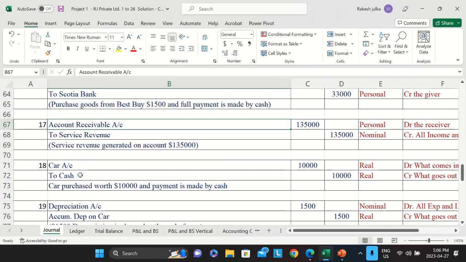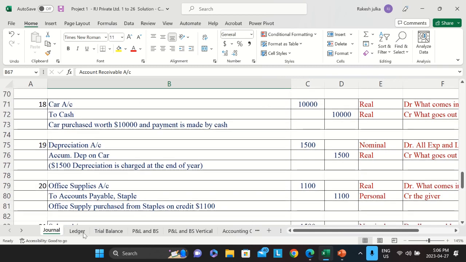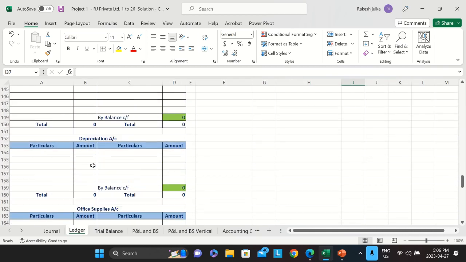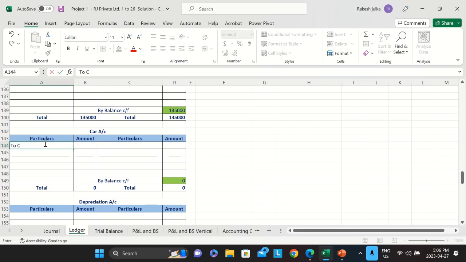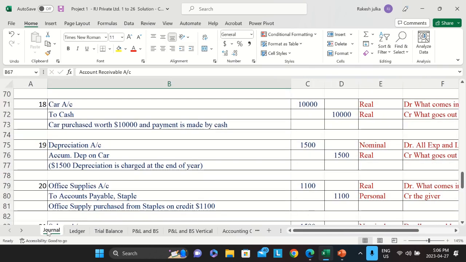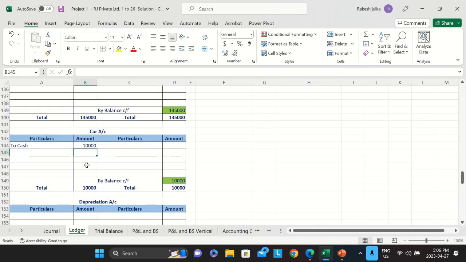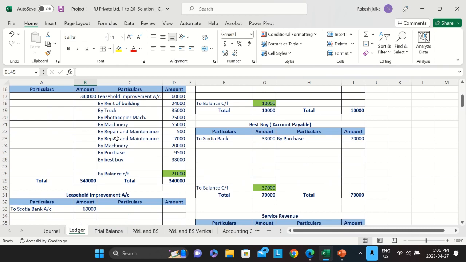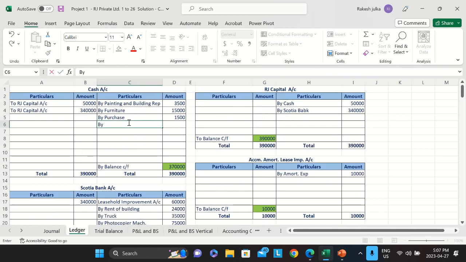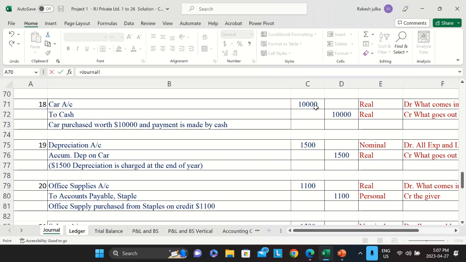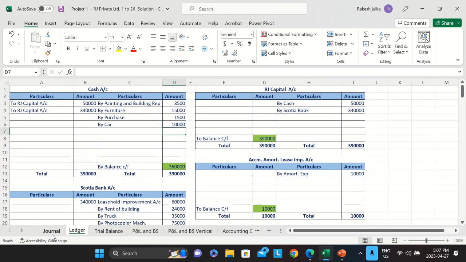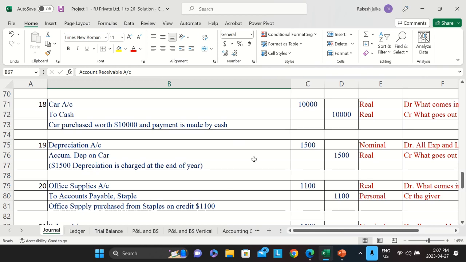Next, car account debit to cash, $10,000. The car account is already created here. Car account debit to cash, this is $10,000. So you can put the equal to sign here and go there, and $10,000 here. And in cash, "by car". The car is purchased by cash, so here you are writing car, and the amount here is $10,000.